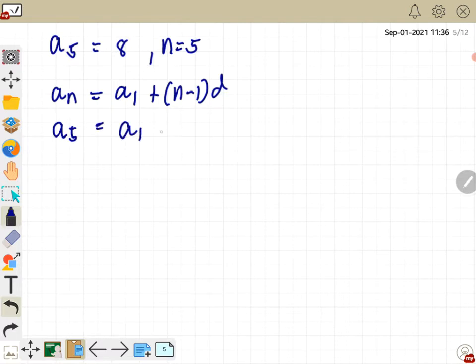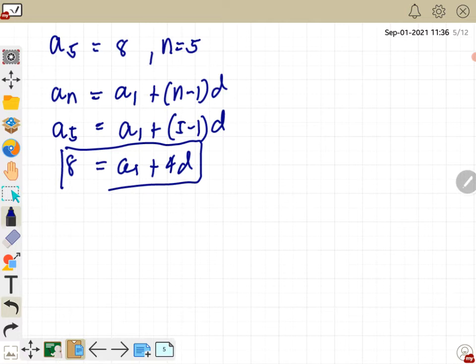So this a sub n becomes a sub 5. We do not know our a sub 1. We know our n, which is 5, minus 1 times d. So that gives us our a sub 5. Okay. So our a sub 5 is negative 8, so you replace it with negative 8. This is a sub 1 plus 4d. And this is simply our equation 1.